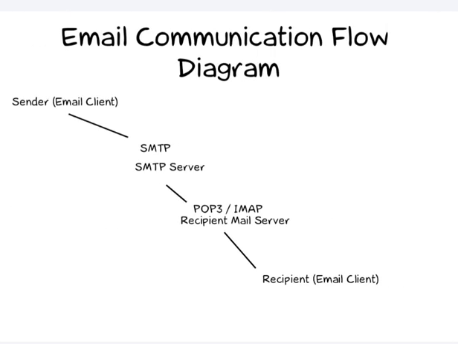The next one is how the email communication happens between sender and receiver. Some data flow diagram is here, showing how the communication flow happens. The sender's email client uses SMTP to send the message to the mail server. The recipient's mail server receives it, and the recipient retrieves the message using either POP3 or IMAP.